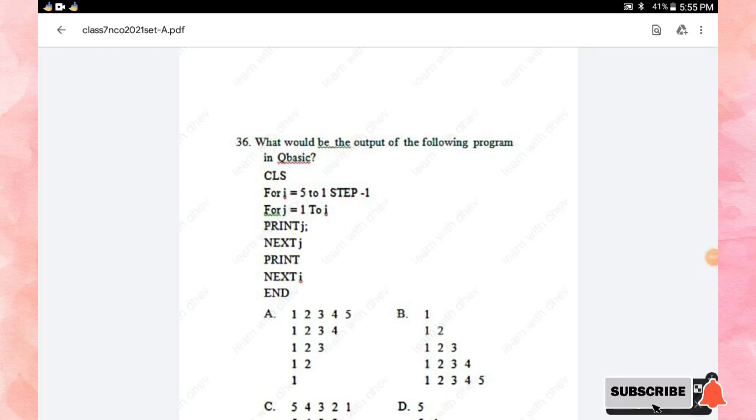Question number 36. What would be the output of the following program in QBasic? Let's read out the program. The first one is clear screen statement. Second, here we are having two loops. This one is outer loop.